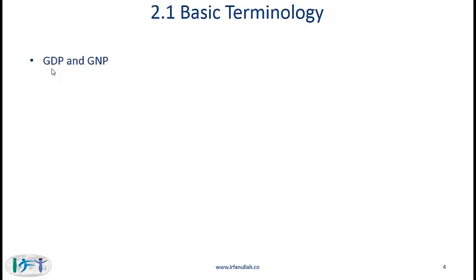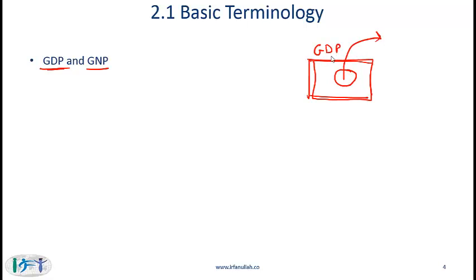Basic terminology: GDP and GNP. In the previous reading, we talked about GDP, or gross domestic product. This is the final market value of all goods and services produced in a domestic economy. GNP is slightly different. With GNP, we also consider the income or the output of foreigners in the country, and we subtract that out of GDP.